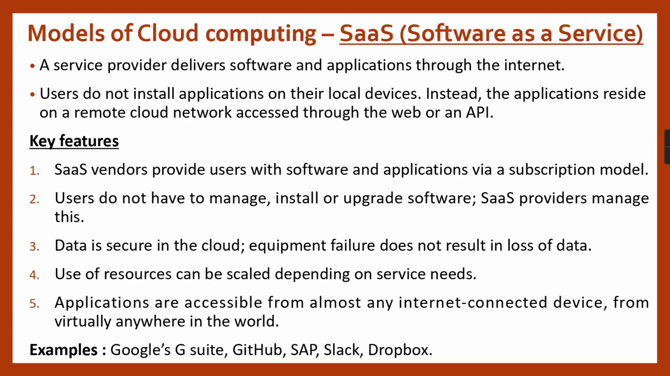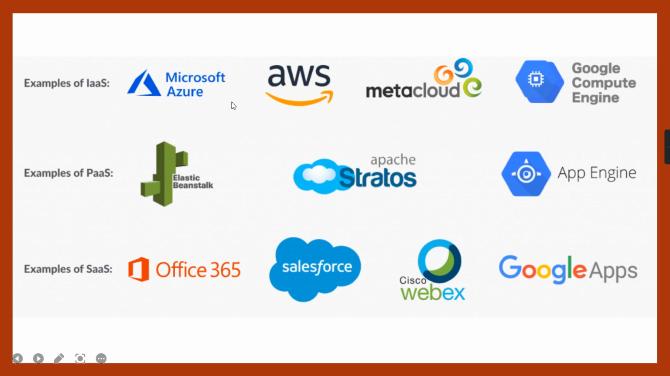I hope this is clear to you. Now one more picture related to examples I have got, that is examples of infrastructure as a service. Providers are companies or service providers or vendors. You can also call them vendors. They are Microsoft Azure, Amazon Web Services, Meta Cloud, Google Compute Engine. Platform as a service: Elastic Beanstalk, Apache, App Engine. Software as a service: Office 365, Salesforce, Cisco WebEx, as well as Google Apps. So these are the examples.